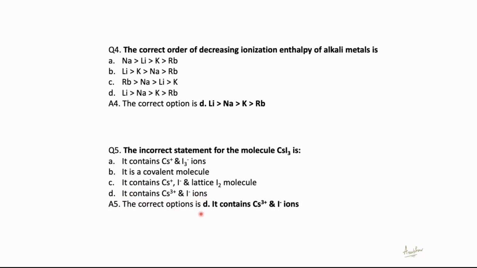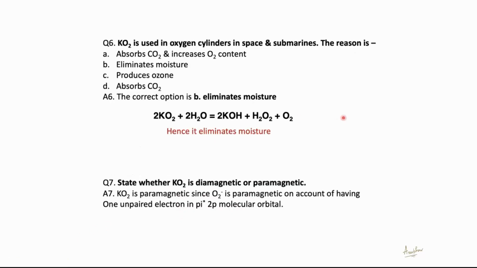So the correct option is option D. It is an incorrect statement for the molecule CsI3, that it contains Cs3+ and I- anions. The next question is: KO2, that is potassium superoxide, is used in oxygen cylinders in space and submarines.